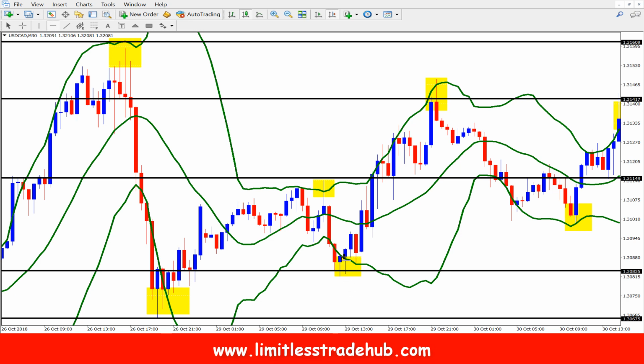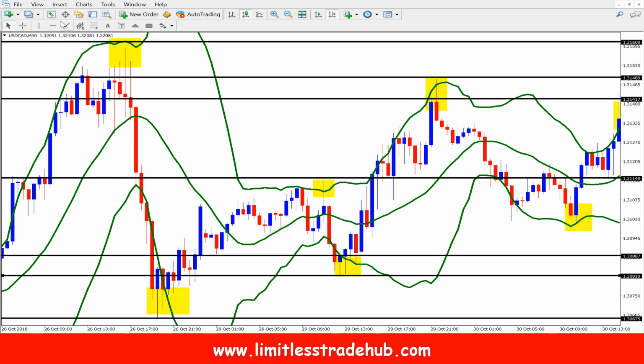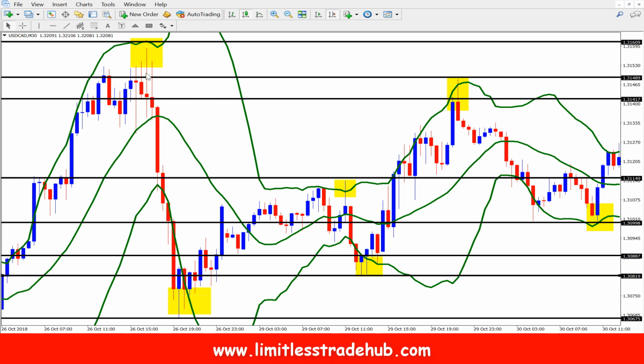If we bought here, our stop loss would be here. If we sold here, our stop loss would be here. If we bought here, our stop loss would be here. This is the technique. Every time price hits the upper band and gets rejected, then when price starts to fall, we will sell.